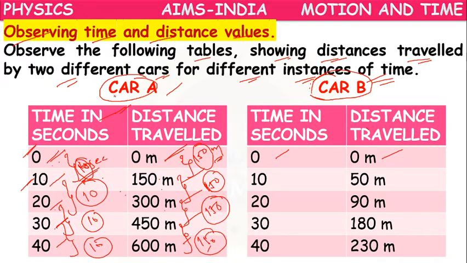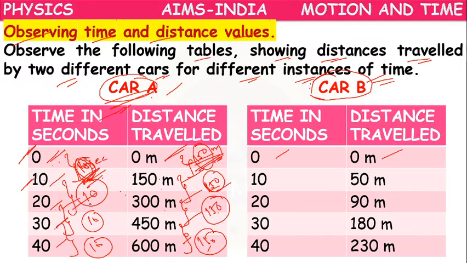So, what can we conclude here? The car A throughout its journey from 0 seconds to 40 seconds, for every 10 seconds of time interval, is covering a constant distance of 150 meter. Means if the time interval is constant, then the distance traveled by car A is also constant. So by this we can tell car A is covering equal distances in equal intervals of time.